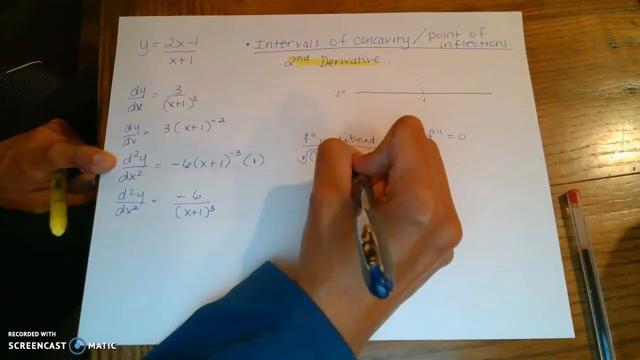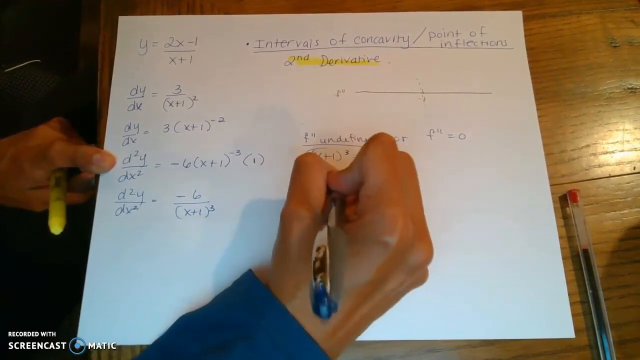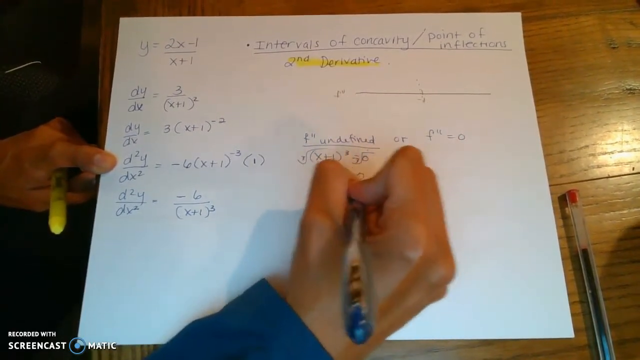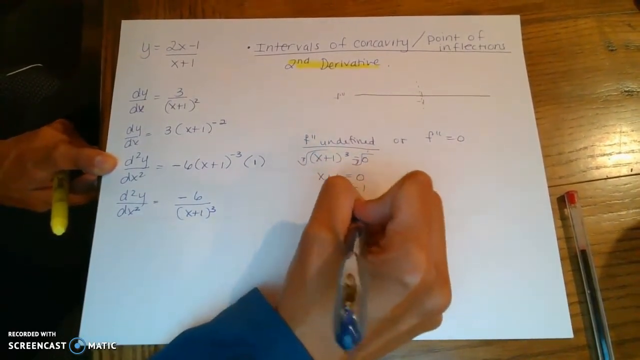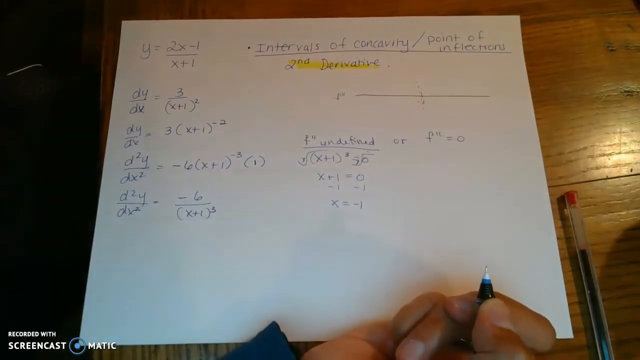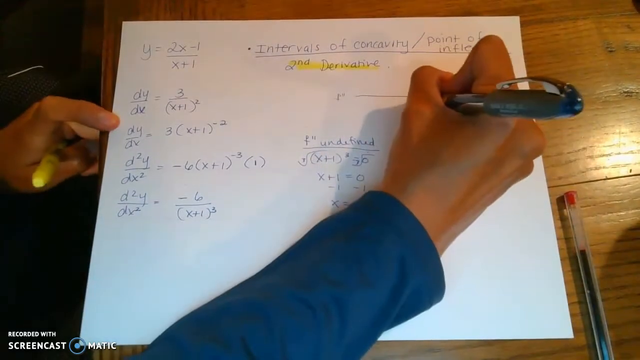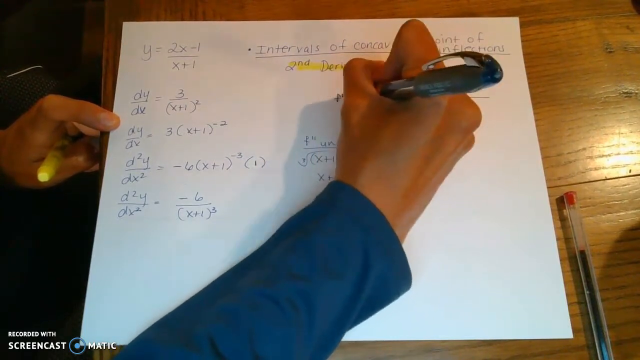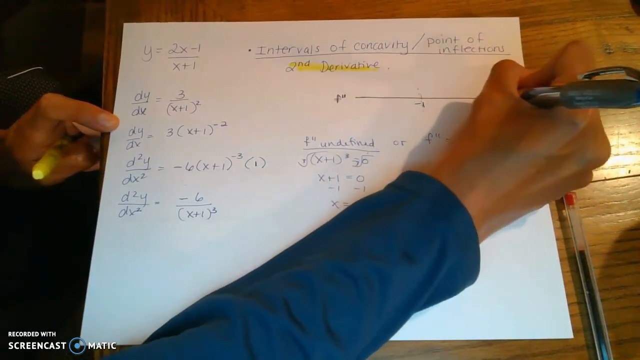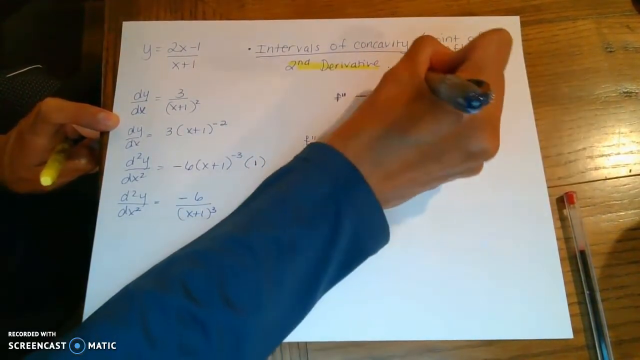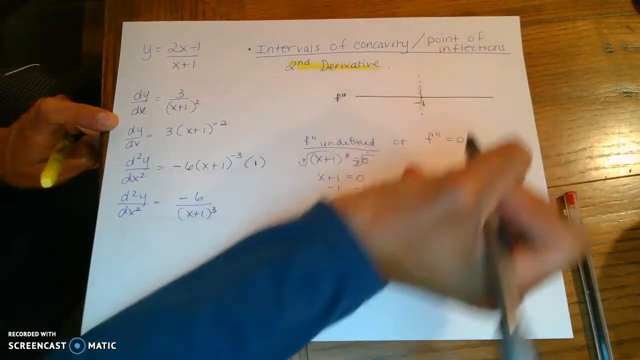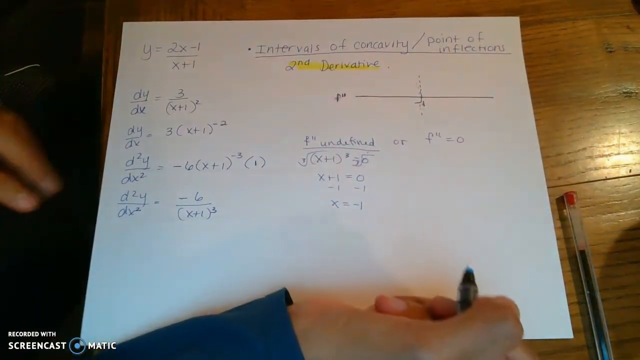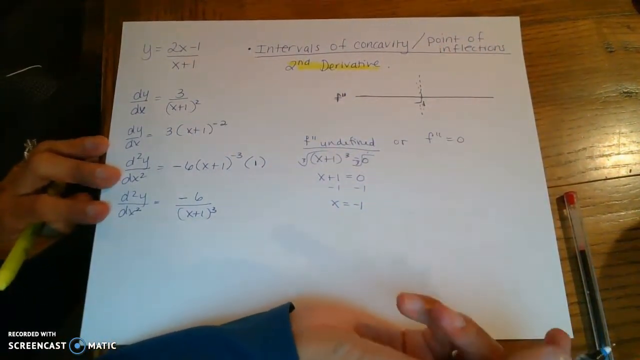Cube root, x plus 1 is equal to 0. So again, I get that -1 to be the value that makes it undefined. We already knew that, okay? So just in case you forget, organically you'll figure it out when you take the second derivative. And I always draw an asymptote on that value just to be reminded that that is an undefined value.